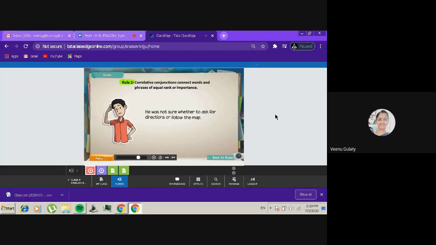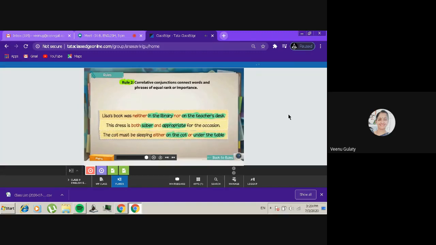Let's take another example. Here, the correlative conjunctions whether or join two phrases. The first phrase starts with to, followed by a verb, and then a noun. The second phrase has only a verb and a noun. Correlative conjunctions must join two grammatically equal phrases. Let's correct the sentence by adding to the second phrase. Notice how the correlative conjunctions join grammatically equal words or phrases in each sentence.